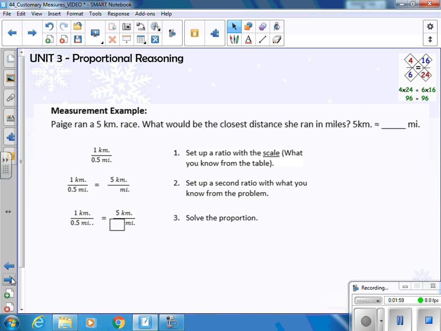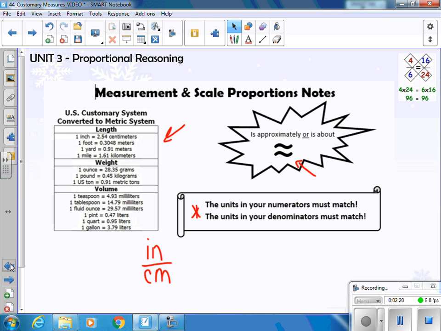All right, so just a real quick recap of how we do proportions. This is an example. Paige ran a 5-kilometer race. What would be the closest distance she ran in miles? In other words, 5 kilometers is about how many miles? The first thing we're going to do is set up a ratio with the scale, what you know from the table. So if we go back to the table, we're going to find miles and kilometers, which is right here. So 1 mile equals about 1.6 kilometers.